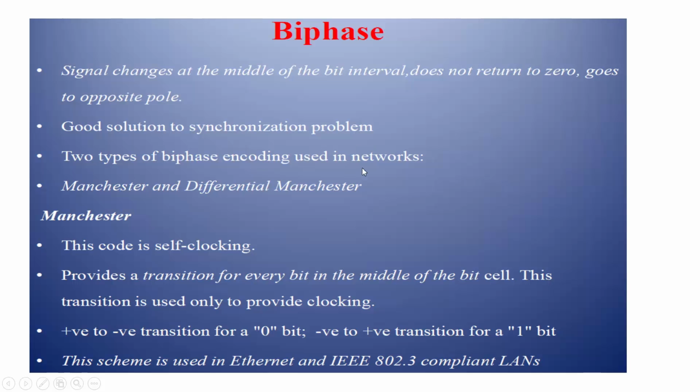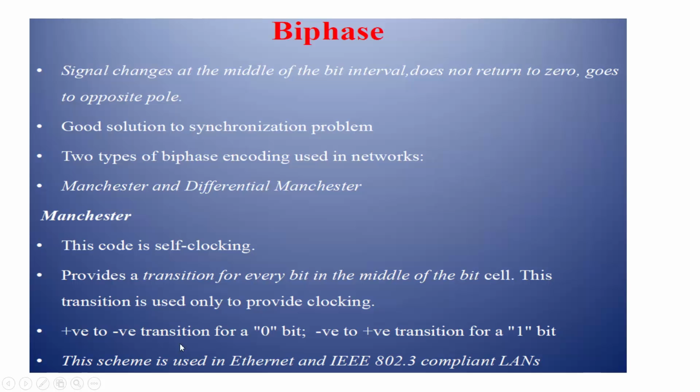Two types of biphase encoding are used in networks. One is the Manchester and the other is differential Manchester. We will cover only the Manchester type of encoding strategy in this lecture. So Manchester code is a self-clocking code, which provides a transition for every bit in the middle of the bit cell. This transition is used to provide clocking.